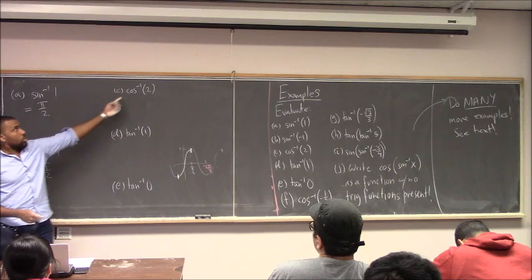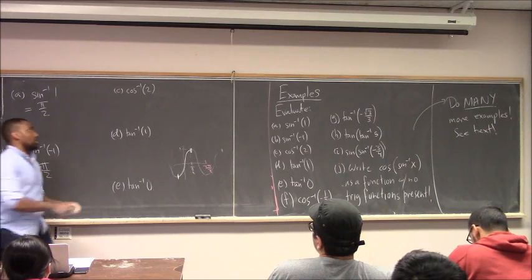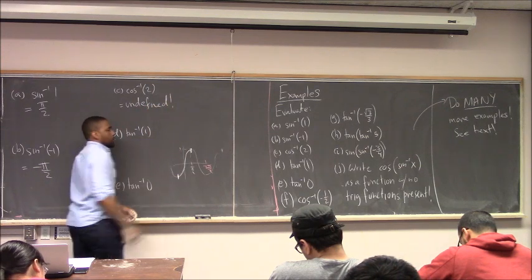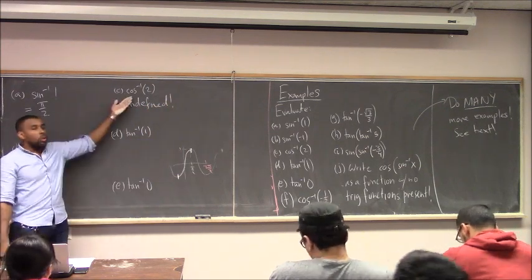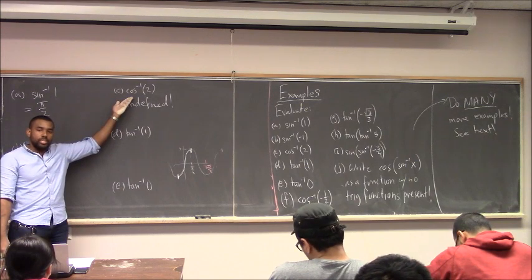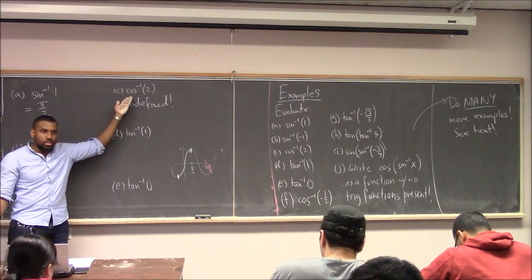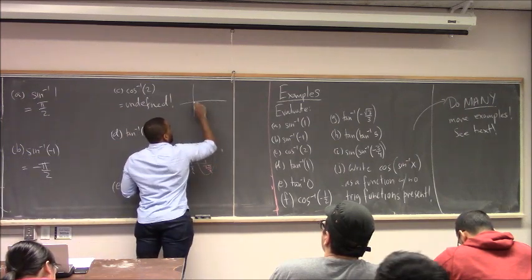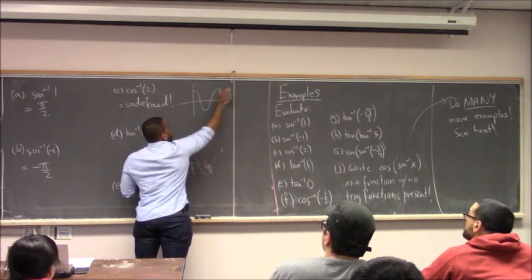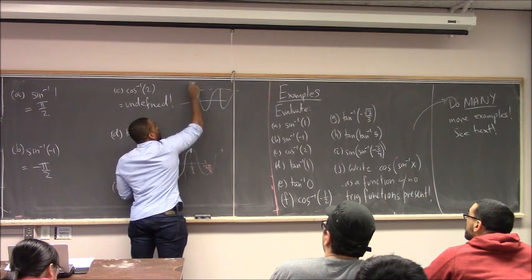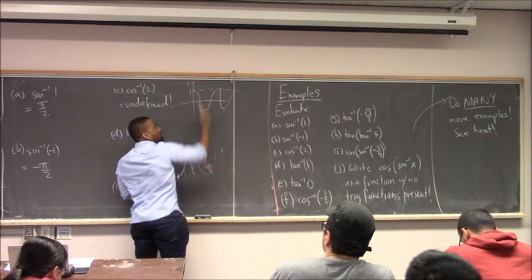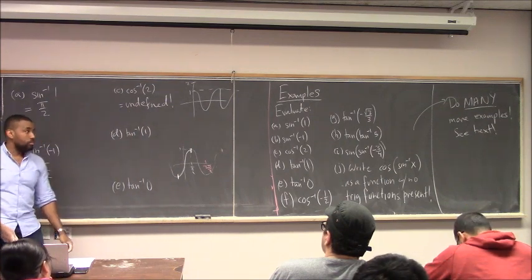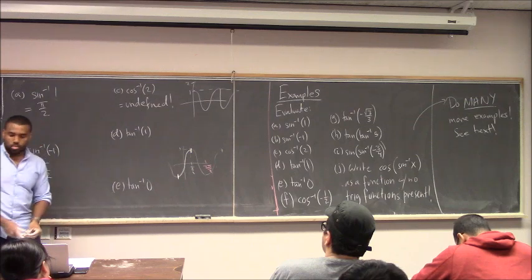Cosine inverse of 2. Undefined. Because what would you ask yourself? What angle should I plug into cosine to get 2 as the output? There is no such angle. The highest cosine goes is 1, right? Cosine never passes 1. The maximum it hits is 1. What do I need to plug in for it to hit 2? Nothing. There's nothing I could plug in for it to hit 2. That is undefined.